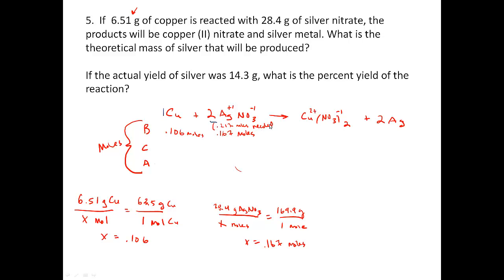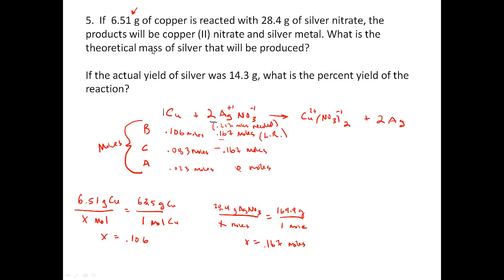Do I have 0.212 moles? No, I don't. I've only got 0.167. That means that AgNO3 is my limiting reagent. So I'm going to use up all of that. Because the ratio is 2 to 1, I'm going to react 0.083 moles of copper. There's 0 moles left here. I'm going to have 0.023 moles of copper left over.